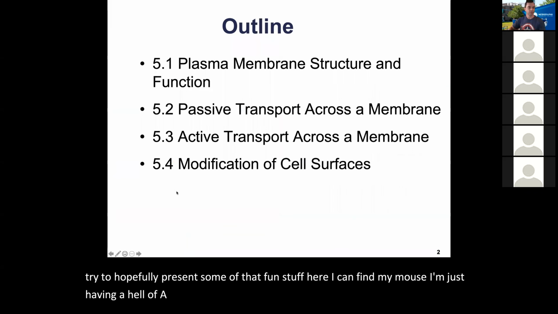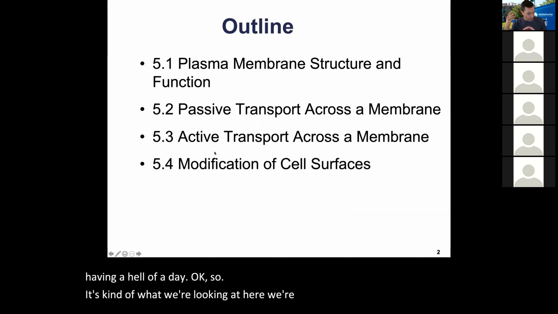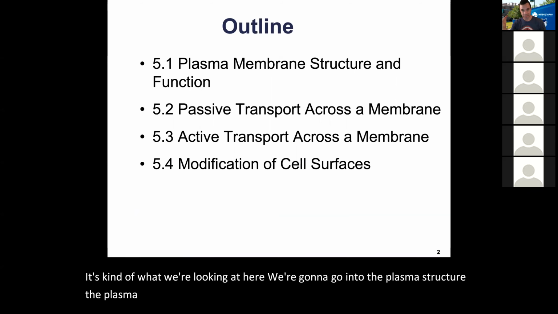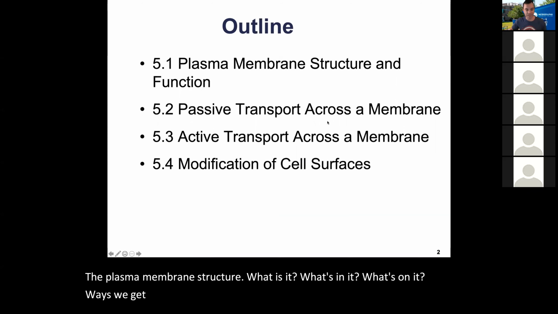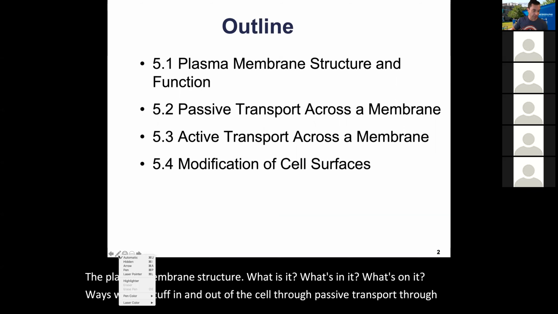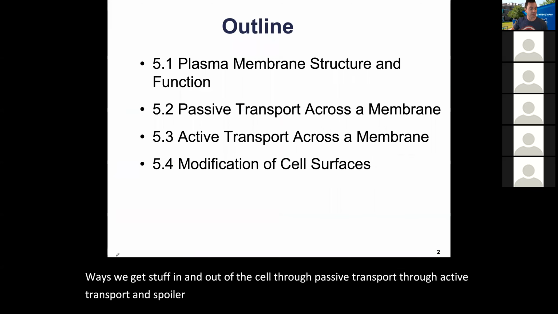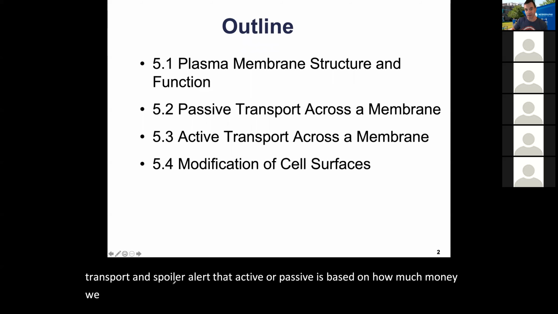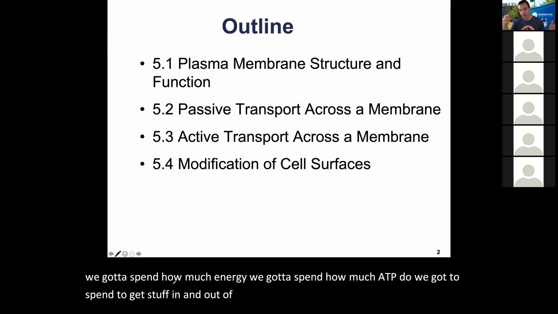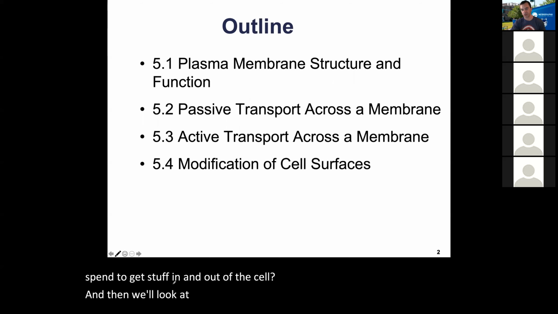Okay, so it's kind of what we're looking at here. We're going to go into the plasma membrane structure. What is it? What's in it? What's on it? Ways we get stuff in and out of the cell, okay? Through passive transport, through active transport. And spoiler alert, that active or passive is based on how much money we've got to spend, how much energy, how much ATP we've got to spend to get stuff in and out of a cell. And then we'll look at some modifications of the cell surface, all right?